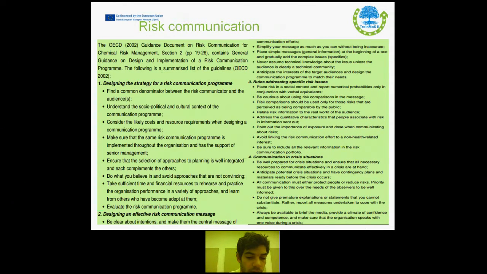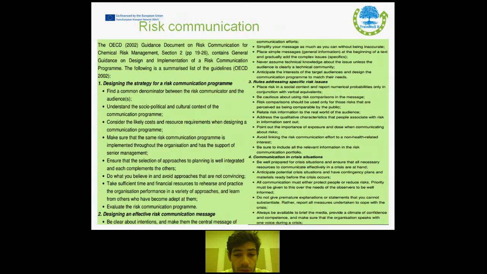Be clear about intentions and make them the central message of communication efforts. Simplify your message as much as you can without being inaccurate. Place simple messages and general information at the beginning of the text and gradually add the complex issues. Be more specific. Never assume technical knowledge about the issue unless the audience is clearly a technical community. Anticipate the interests of the largest audiences and design the communication programs to match their needs.